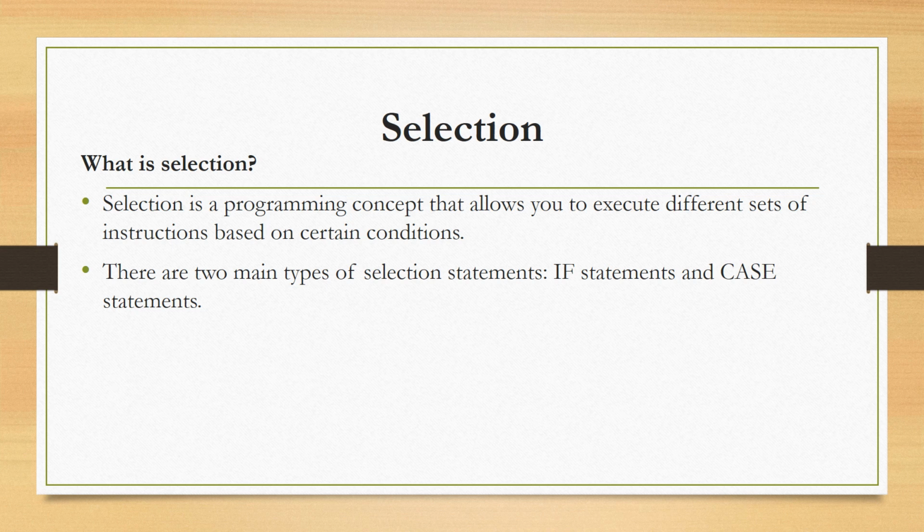So the next process is selection. What is selection? Selection is a programming concept that allows you to execute different sets of instructions based on certain conditions. You will specify some condition, and then on the basis of those conditions, you will execute the statements. There are two main types of selection statement: IF statement and CASE statement.